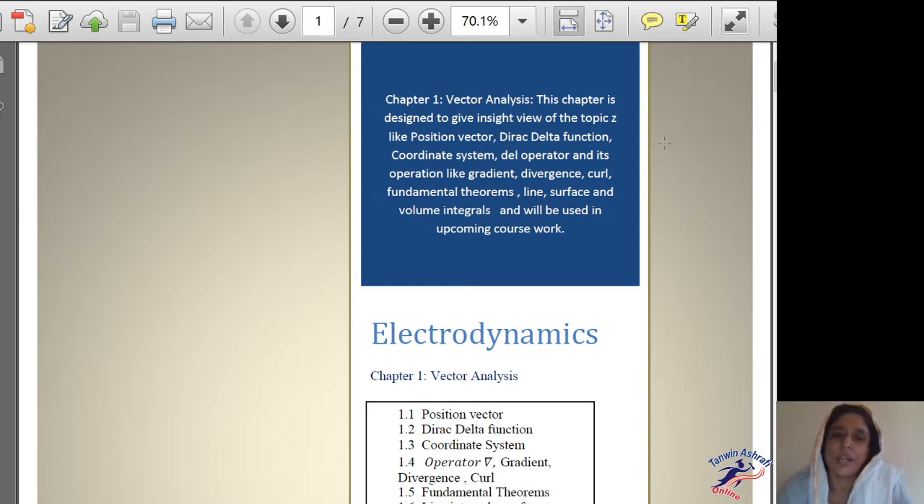This chapter is designed to give us a broad view of topics like the position vector, Dirac delta function, coordinate systems, the del operator and its operations like gradient, divergence, and curl. It also gives a view of fundamental theorems which are going to be used further, and line, surface, and volume integrals.